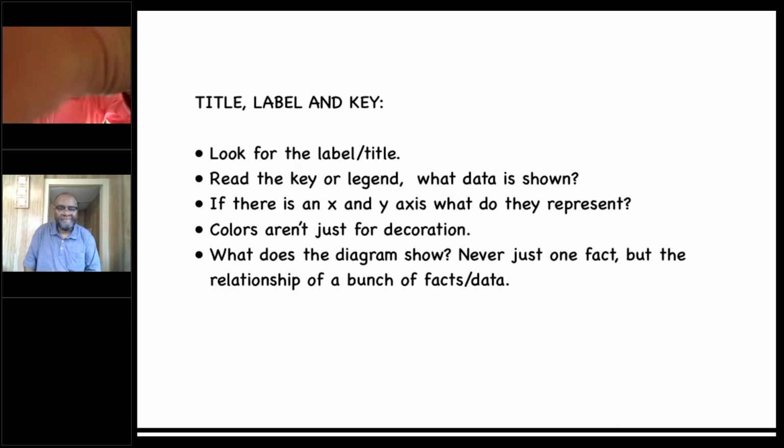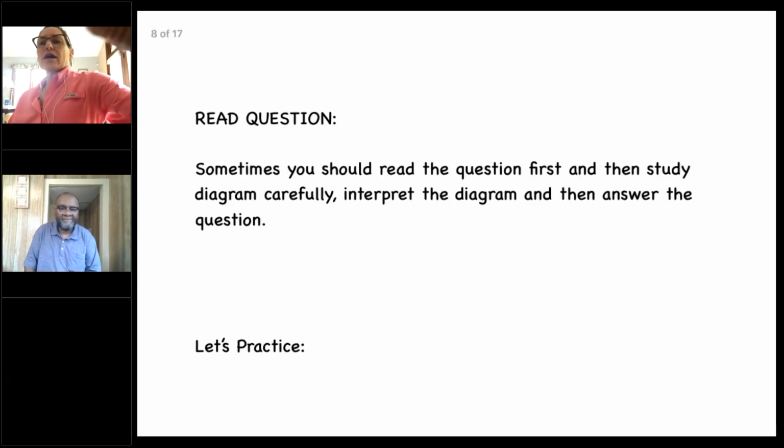And here's a little tip for how to read the question. Sometimes you read the question first and then look at the diagram and then interpret the diagram and answer the question. Sometimes you just look at the diagram and get a sense of what it's talking about and then read the question, but you're going to go back and forth. And you don't have to fully understand the diagram. I like to look at the question after I glance at the diagram.